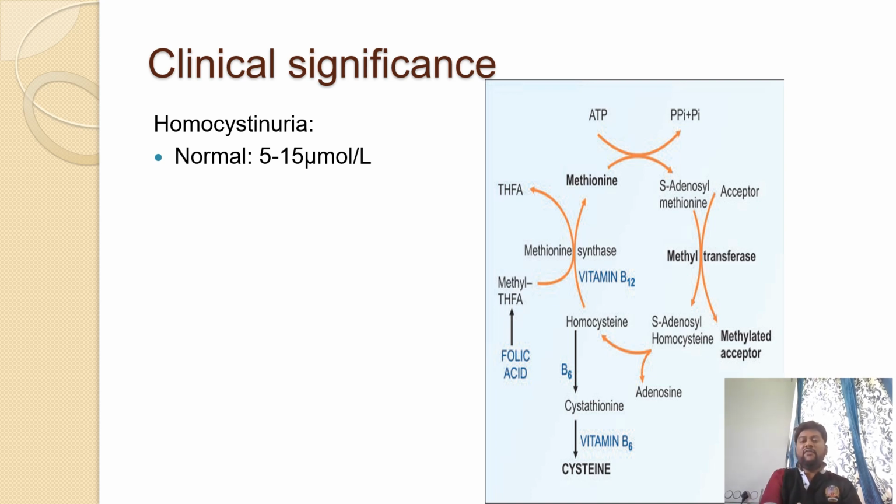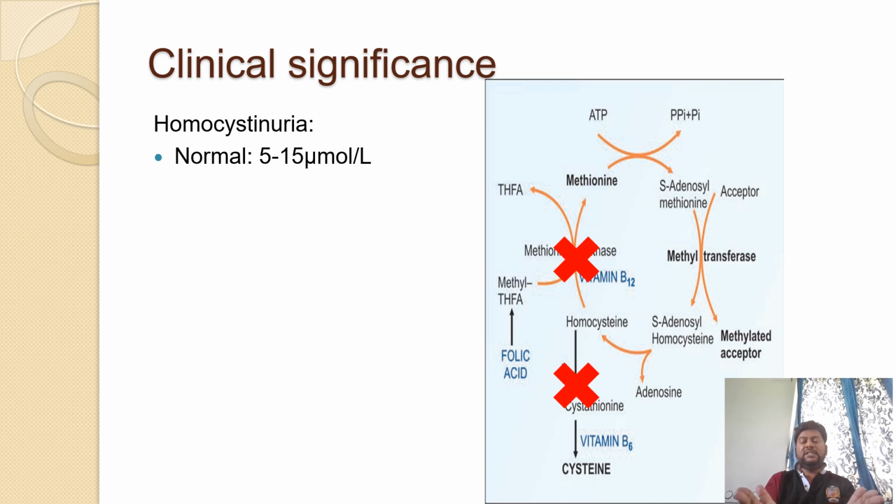On the other hand, for the conversion of homocysteine to cysteine, we need an enzyme called cystathionine synthase, and this enzyme requires vitamin B6 as the coenzyme. But whenever any of these enzymes or coenzymes are defective, homocysteine cannot be converted to methionine and cysteine. So what will happen? They will accumulate in the blood, leading to homocystinemia and homocystinuria.